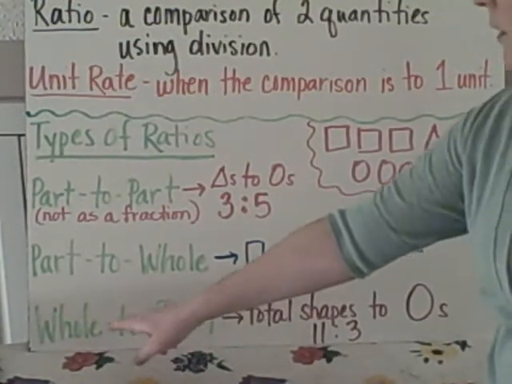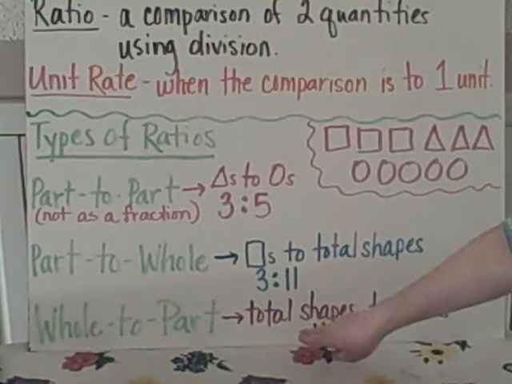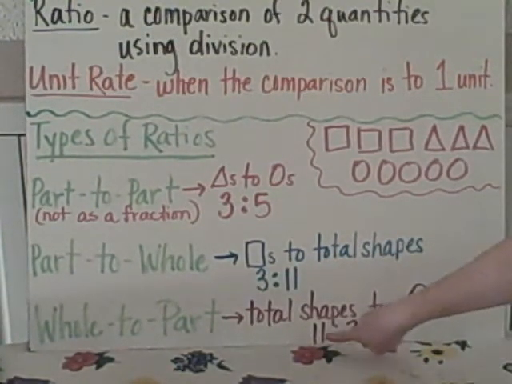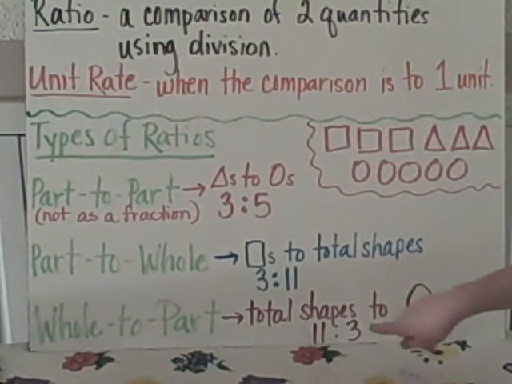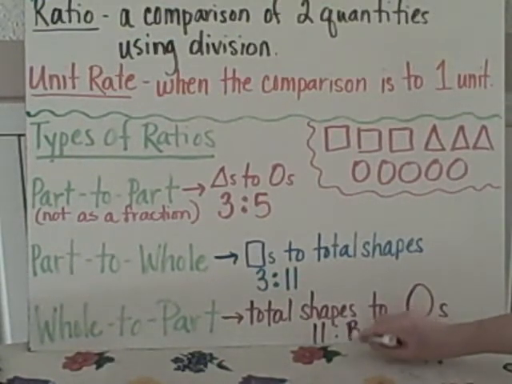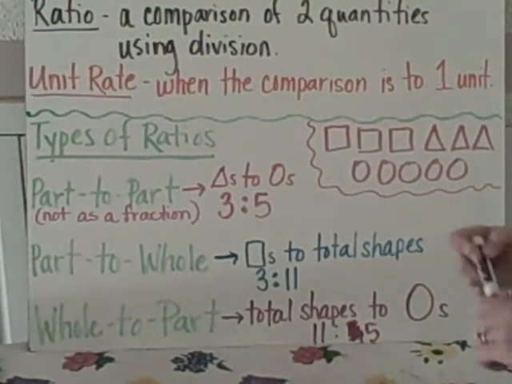And then our last one, whole to part, I would just basically reverse these two. Total shapes to the number of circles, 11 to 3. Oh, I wrote that wrong. Excuse me. 11 to 5. That's not right. Caught my own mistake. 11 to 5. Much better.